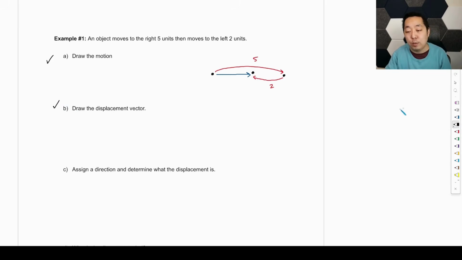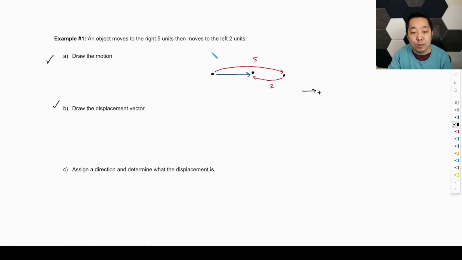Assign a direction to determine what the displacement is. Okay, so now we want to say, do we want right to be positive or left to be positive? In this case, we'll just make right positive. That's my default, but you can make any direction positive that you want, okay? And determine what the displacement is. Now we need to know the length of that. What is that?